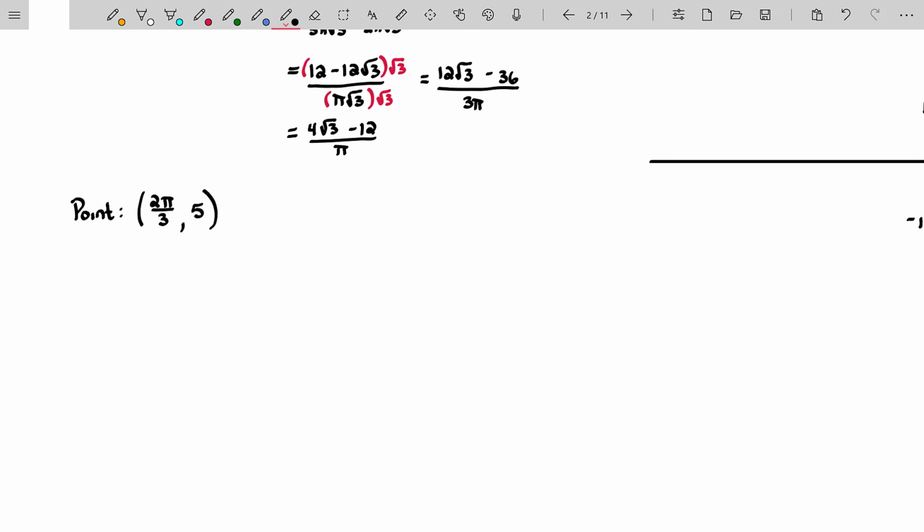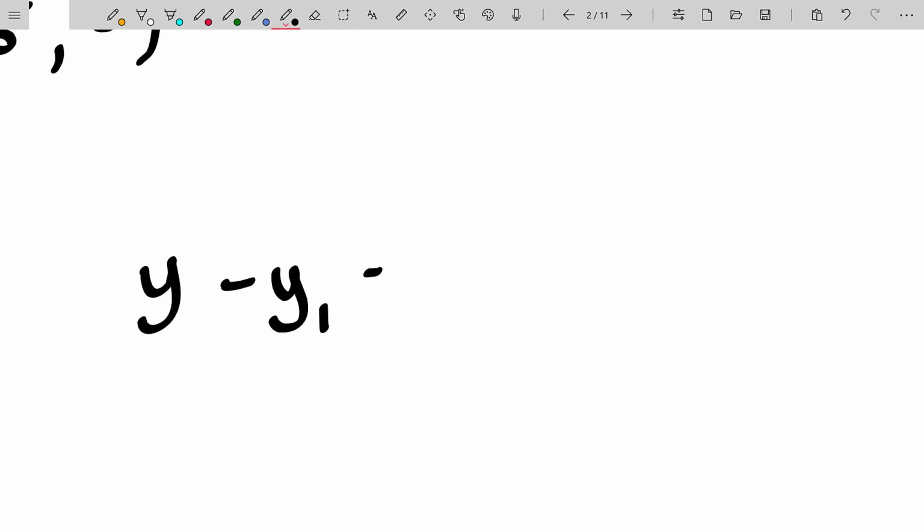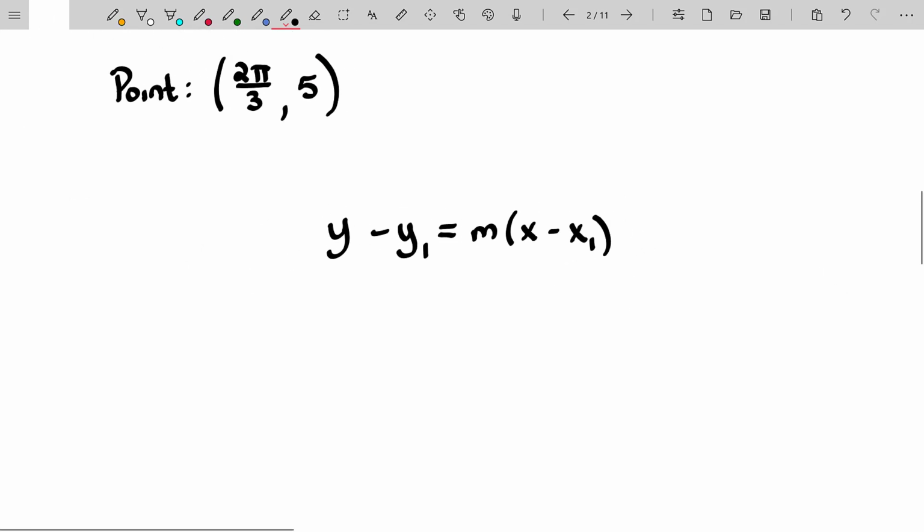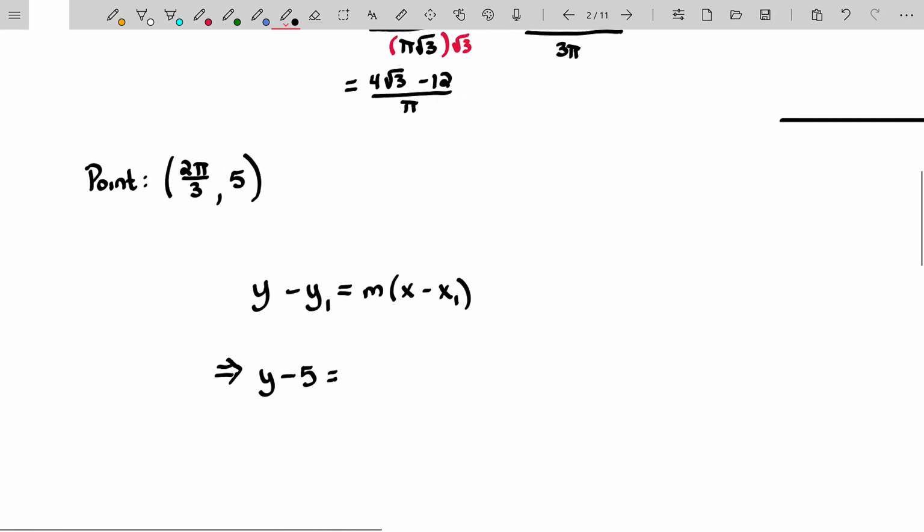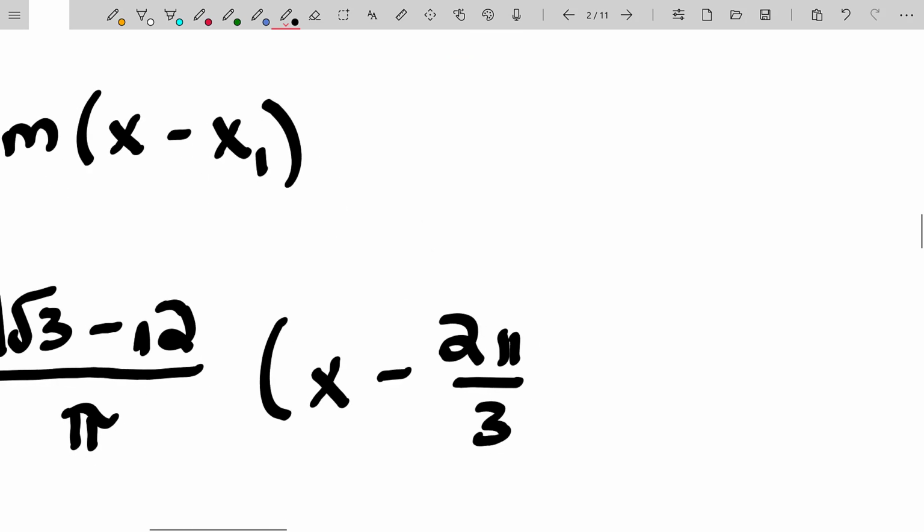The equation of any given line, as long as you're given a slope and a point, is y minus y1 is equal to the slope times x minus x1. And let me zoom in so I don't mess up my handwriting. Slope times x minus x sub 1. All right, let's plug in all that information that we've discovered here. This implies that we have y minus 5 is equal to our slope, which is 4 root 3 minus 12 over pi times x minus the x value for our point, which is 2 pi over 3. And let me clean that up because it's pretty ugly.